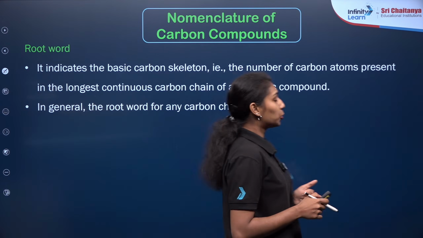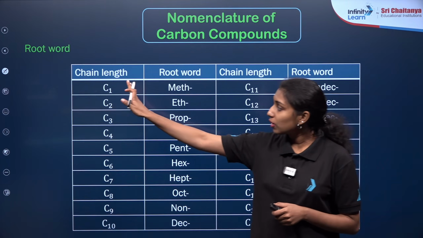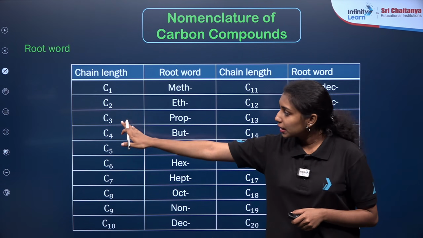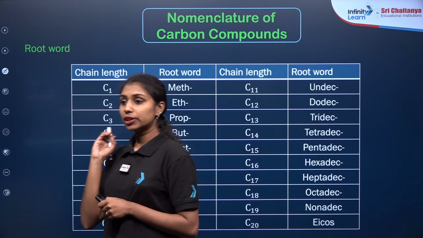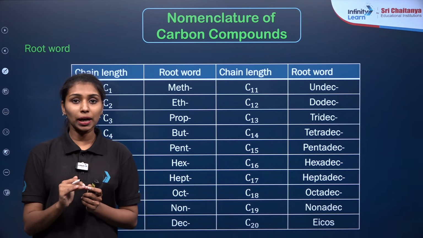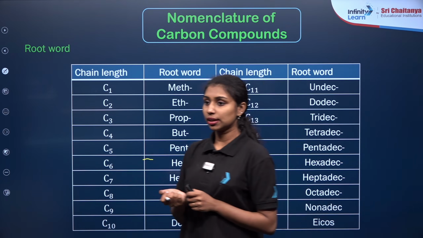We have already seen how to write the root word for a carbon compound. If you have one carbon atom, it is meth. If you have 2 carbon atoms, it is eth, then prop, but, and so on. So you must be aware of the word root depending on the carbon atoms. This is the basic part we need to focus on to write the IUPAC naming of compounds. Clear?